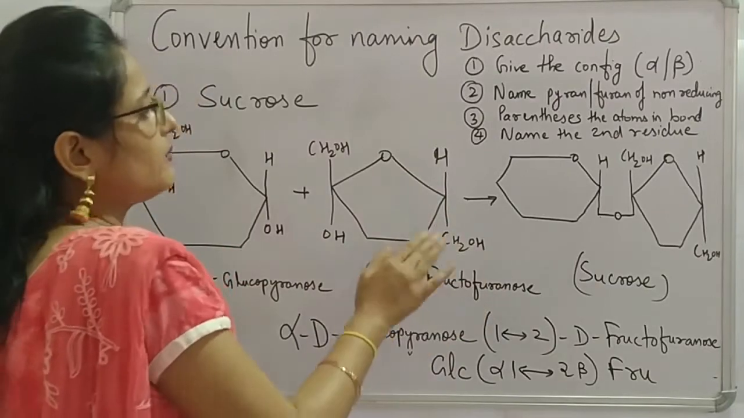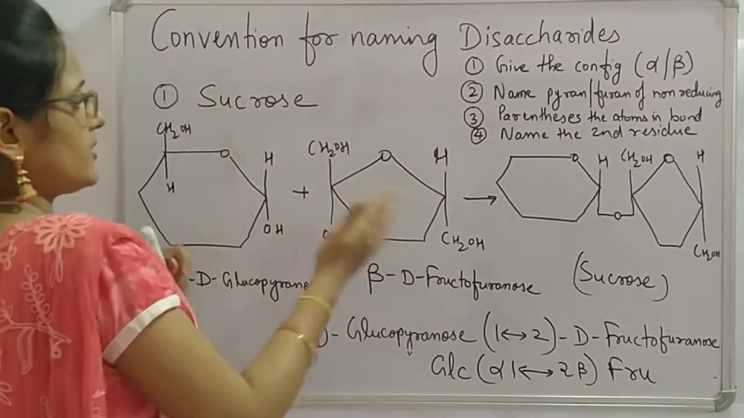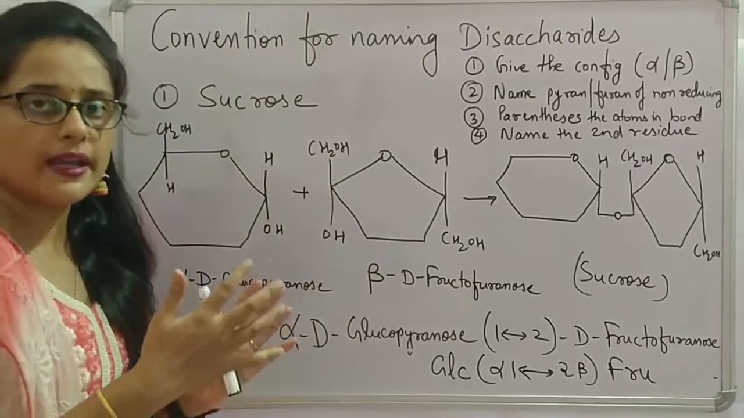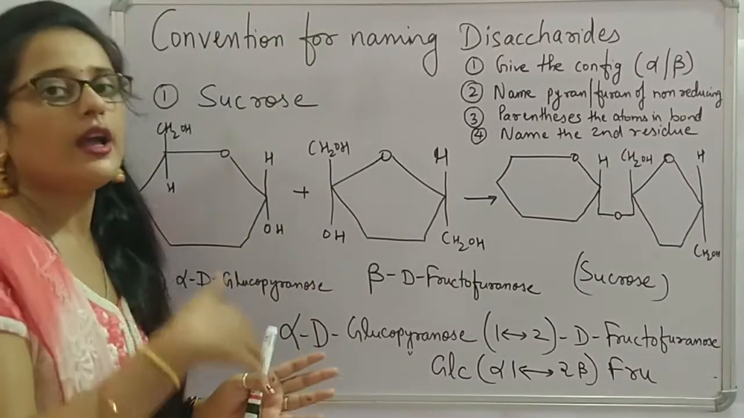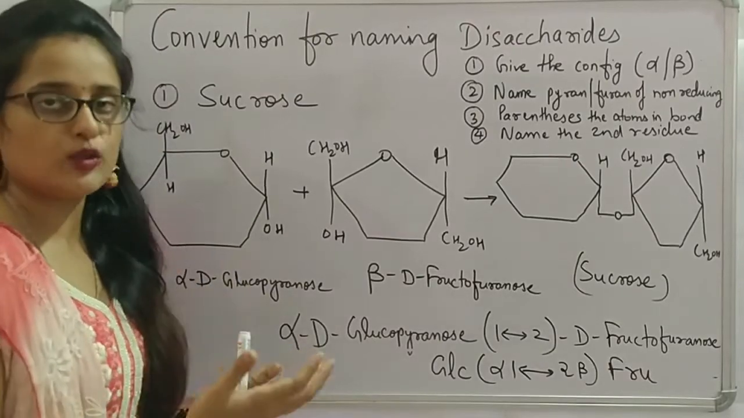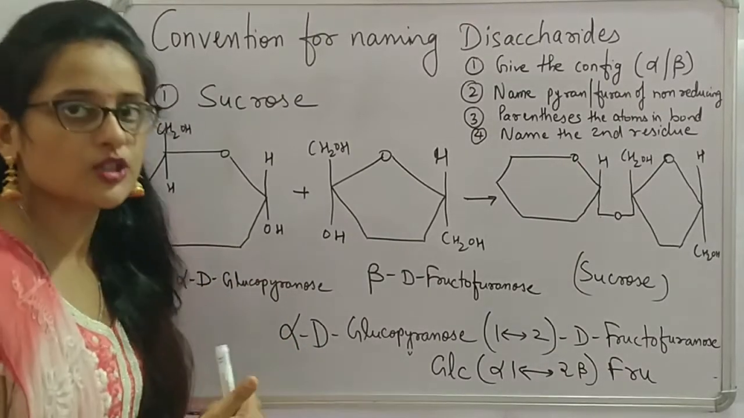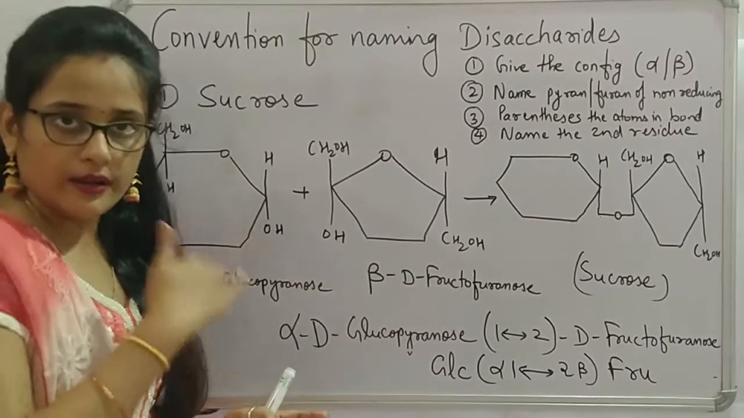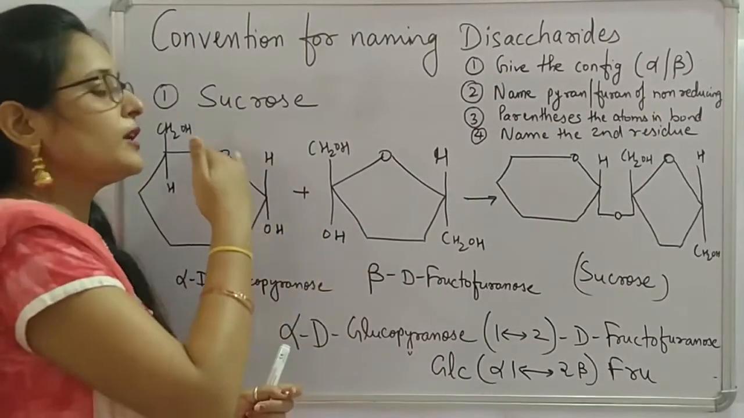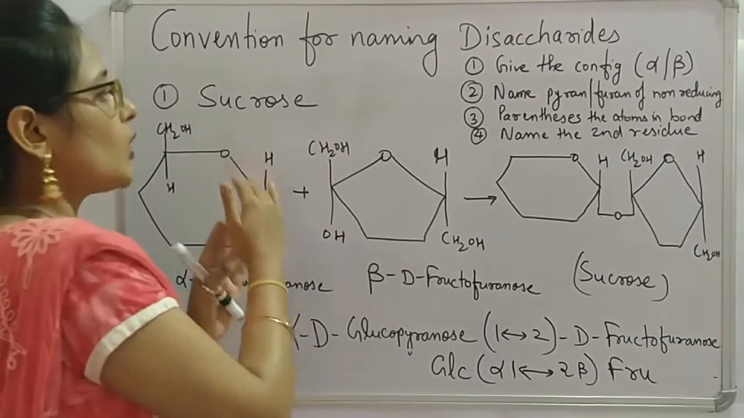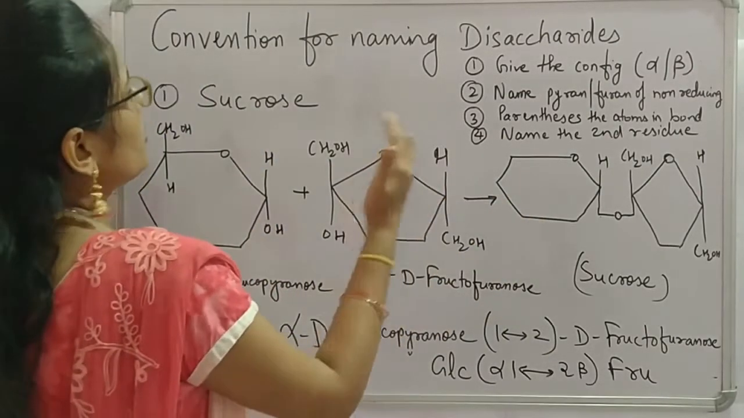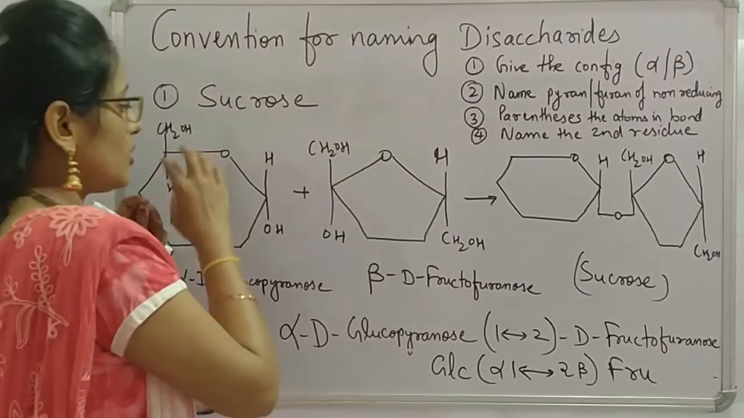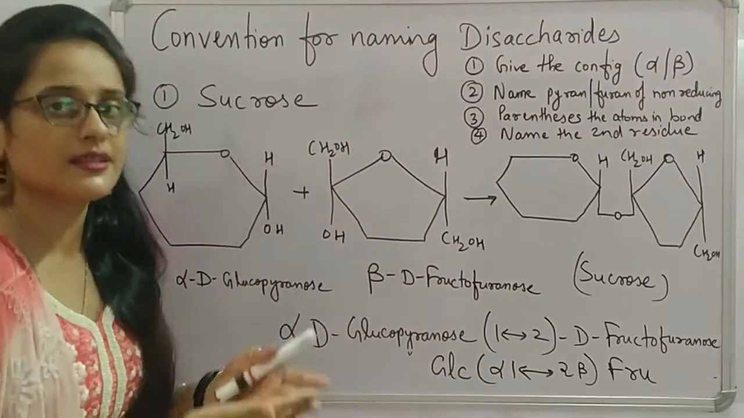The last rule is name the second residue. Why are monosaccharides called residues over here? Because the monosaccharides are joined by the formation of a glycosidic bond, and it is a condensation reaction. Glycosidic bond formation is a condensation reaction. That is, during glycosidic bond formation, a water molecule is leaving that reaction, that is, a water molecule is lost. So whenever a water molecule is lost during a condensation reaction, the chemical constituents which are left behind are called residues.